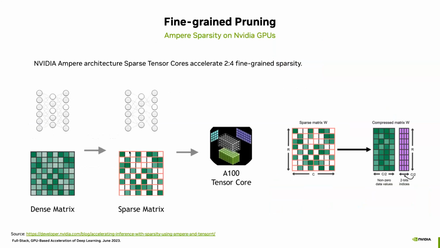For the fine pruning, as already introduced by Pavlo, there is one particular case which we call the 2-to-4 ambient sparsity, where we follow a specific pattern: out of every 4 parameters, we remove 2. This kind of sparse matrix has already been supported by the NVIDIA Ampere tensor cores, but this still needs the support of some specific GPU architectures.